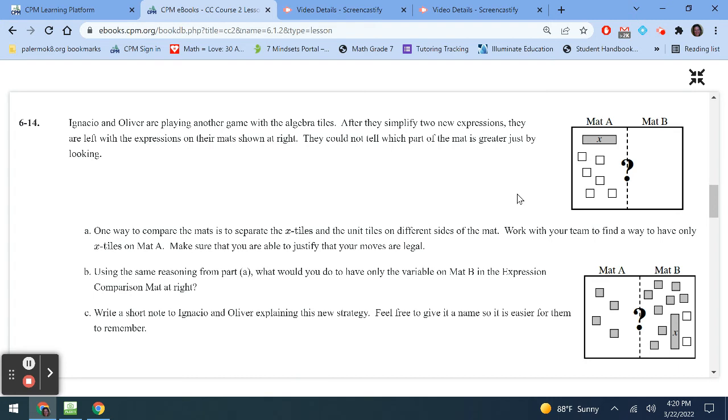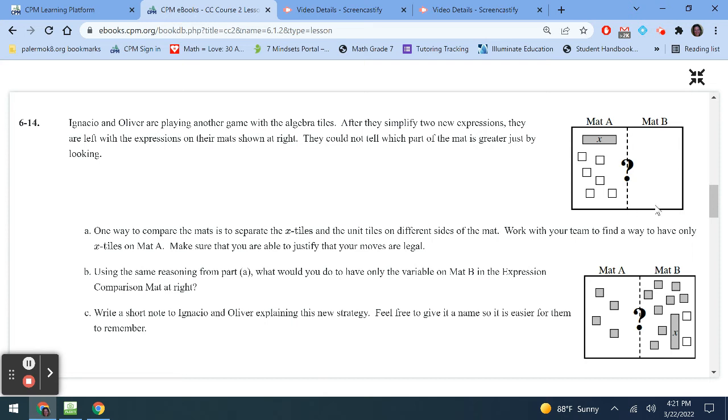So one way to compare the mats is to separate the X tiles and the unit tiles on different sides of the mat. So what can we do to make it so that X's are on one side of the mat and the unit tiles are on the other side of the mat? We can't just move them, but what can we do to make it so that that's what we end up with? We need to make sure that it's legal.